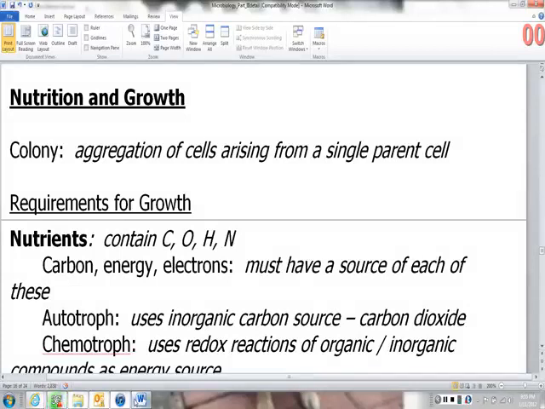A colony in microbiology is an aggregate of cells arising from a single parent cell. This is useful to us because they are clones derived from that parent cell. It can be difficult to test or identify a single cell, but using a colony will often give us enough cells to work with in the identification process.